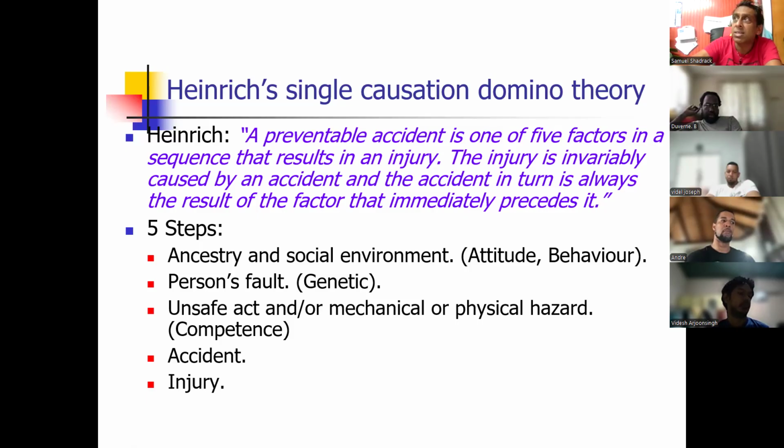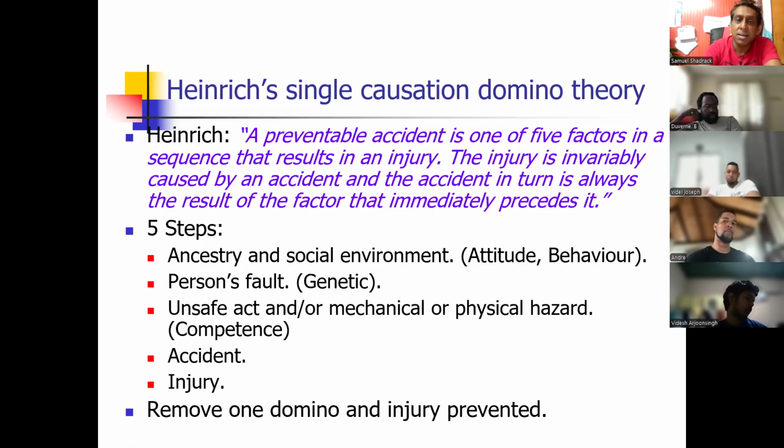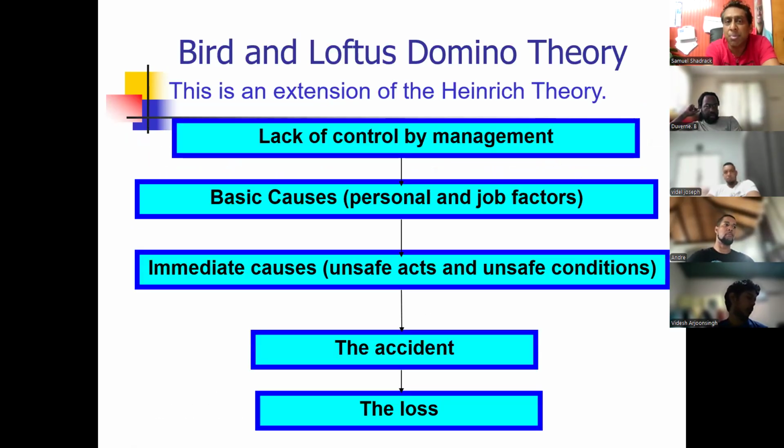So Heinrich, now it wasn't only him. There were many psychologists and there are many theories, by the way, but they all agree that accidents have more than one cause. What does that mean? It means don't blame the worker. That's what it means. Don't blame the worker. So you had another two, this I think is British psychologist Frank Bird. Yeah, Bird was actually his surname. And the Loftus domino theory, they proposed another theory as well. They sort of extended the Heinrich theory.